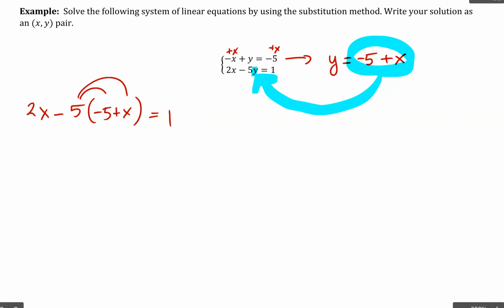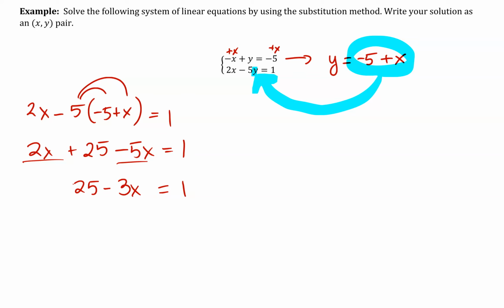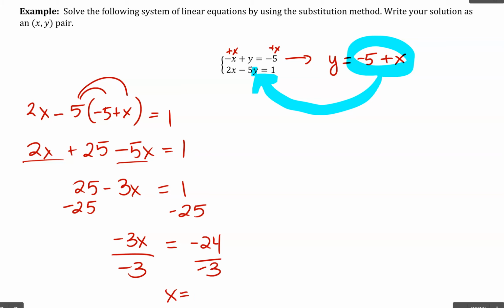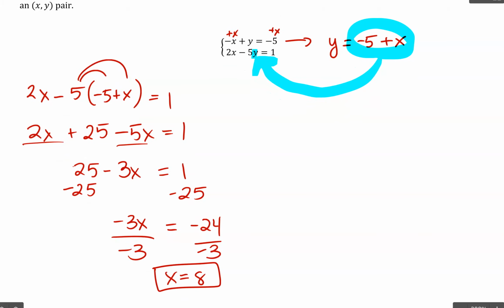I'm going to have to distribute this -5, so I get 2x, -5 times -5 is positive 25, -5 times x is minus 5x is equal to 1. So we can do some combining like terms, and we get 25 minus 3x equals 1. And then we finish solving for x, so we're almost there. Let's move all of the constants together and then keep our variables on one side. So we get -3x is equal to -24. Lastly, we divide by -3 on both sides, and we get that x is equal to positive 8.